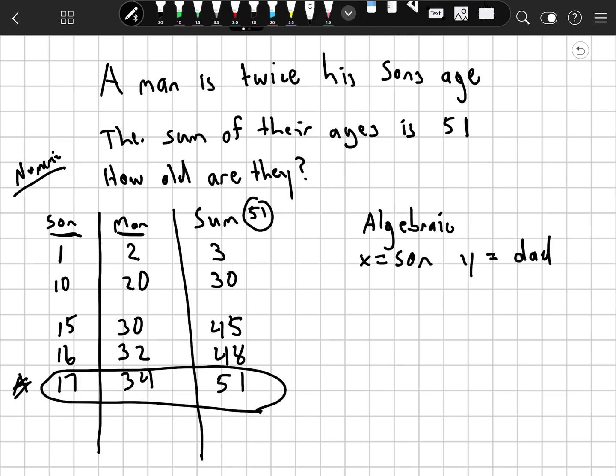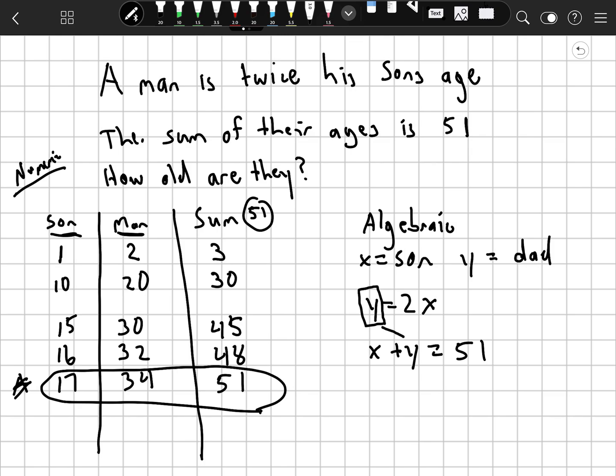So two equations here. First of all, the dad's age equals 2 times the son's age. And then the second equation, the dad and the son together add up to 51. Once we have those two equations, the idea is we want to substitute something into one equation so that we're just dealing with one variable, just x or y. Notice how y is alone right here. That's kind of helpful to us.